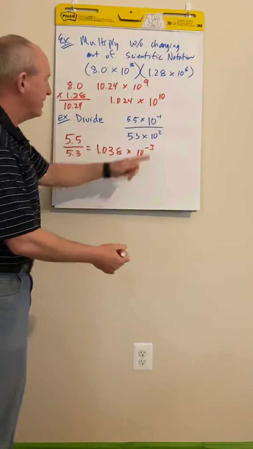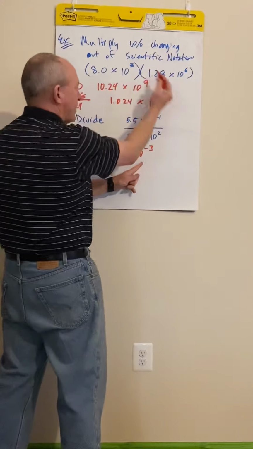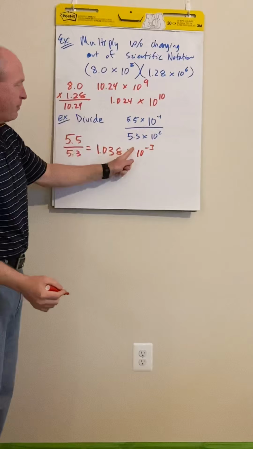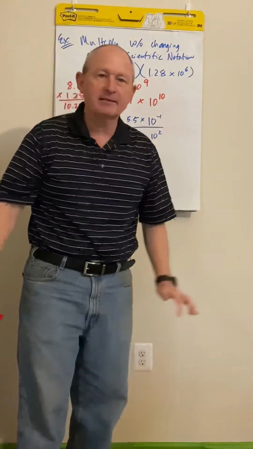This is the final answer. We subtracted these. Up here we added them. Down here we subtract them. So we're dividing the decimal part and we're subtracting the exponents, and then bam, we got the answer.